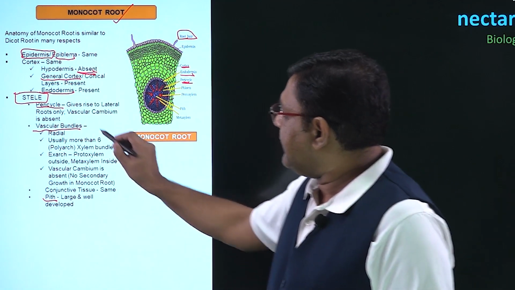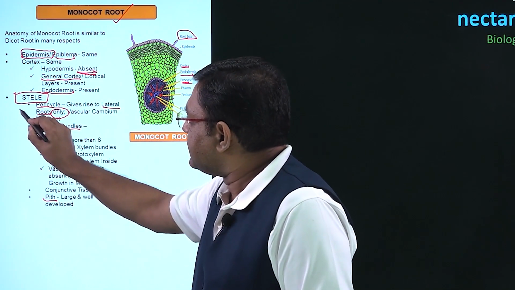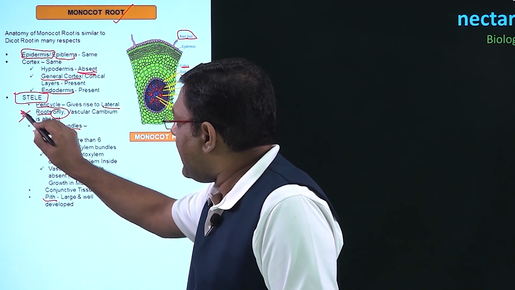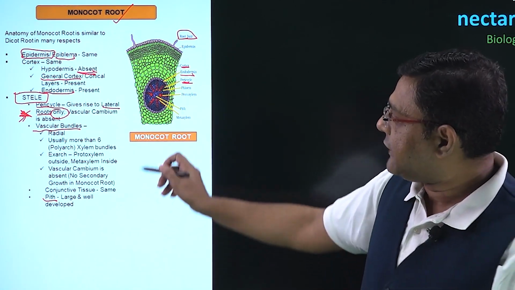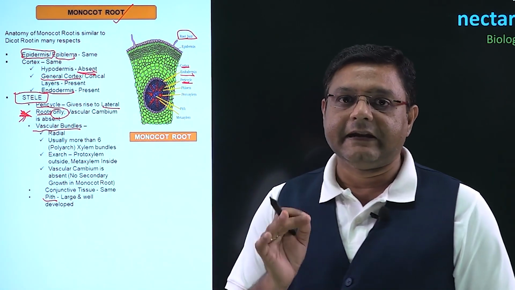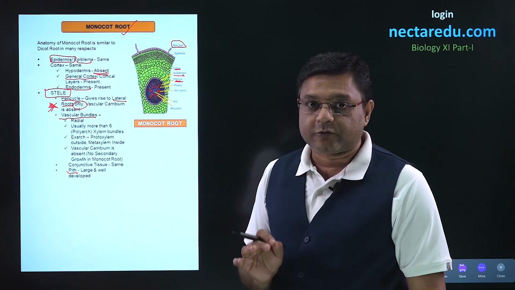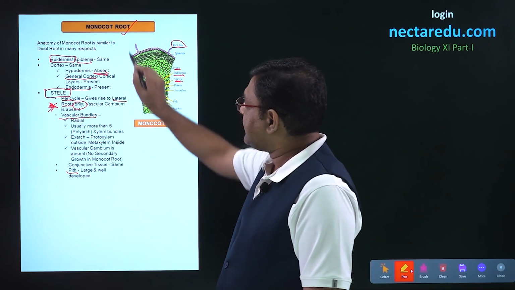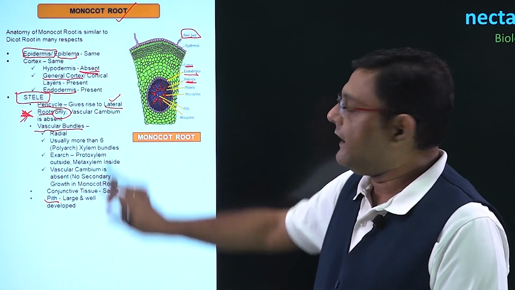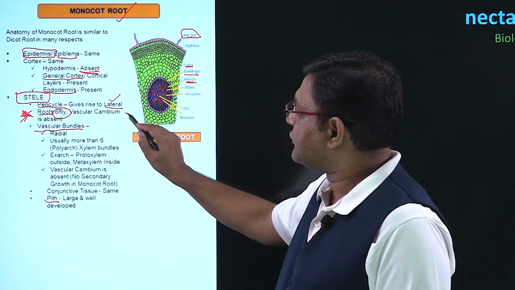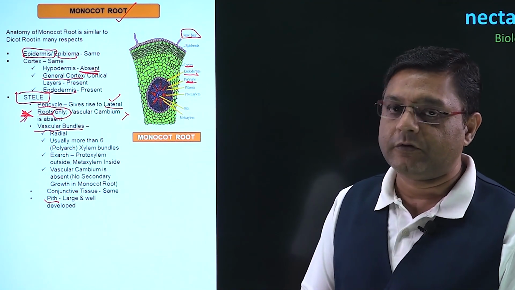Now, pericycle will give rise to lateral roots only. So, this is the part in which it will differ from dicot root. Because in the case of dicot roots, pericycle gave rise to lateral roots as well as vascular cambium. But in this case, monocot roots, it will give rise to only lateral roots and it will not give rise to vascular cambium. So that is a major difference between the two types of roots.